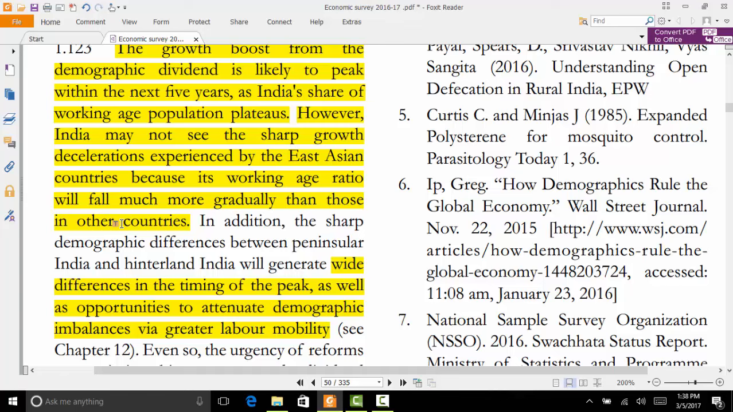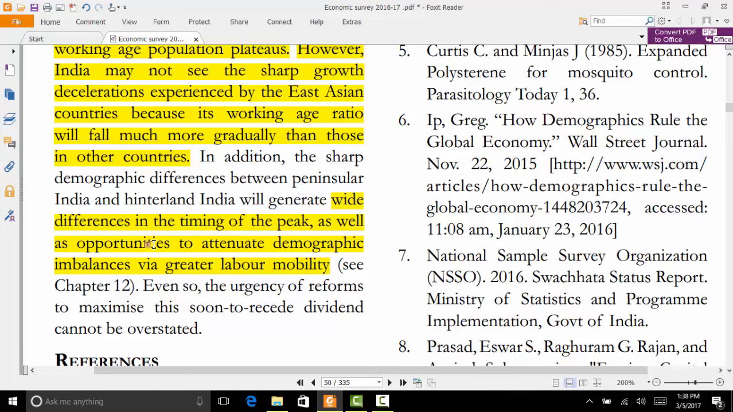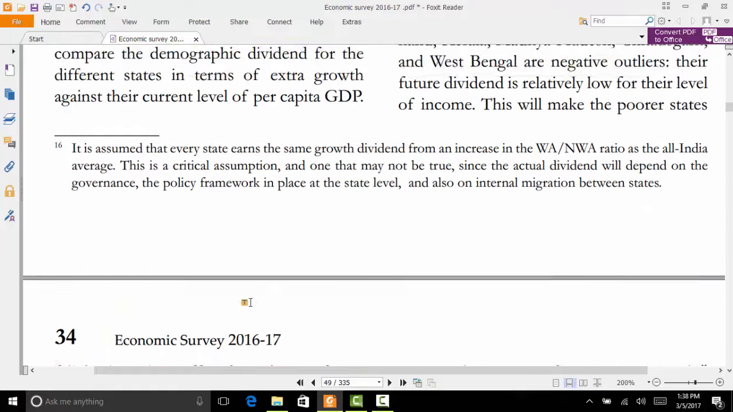So understand why it does so? Because of peninsula and hinterland, again the same logic comes here. So it says why there are differences in the timing of the peak as well as opportunities. Okay, fine. That's over for this chapter.